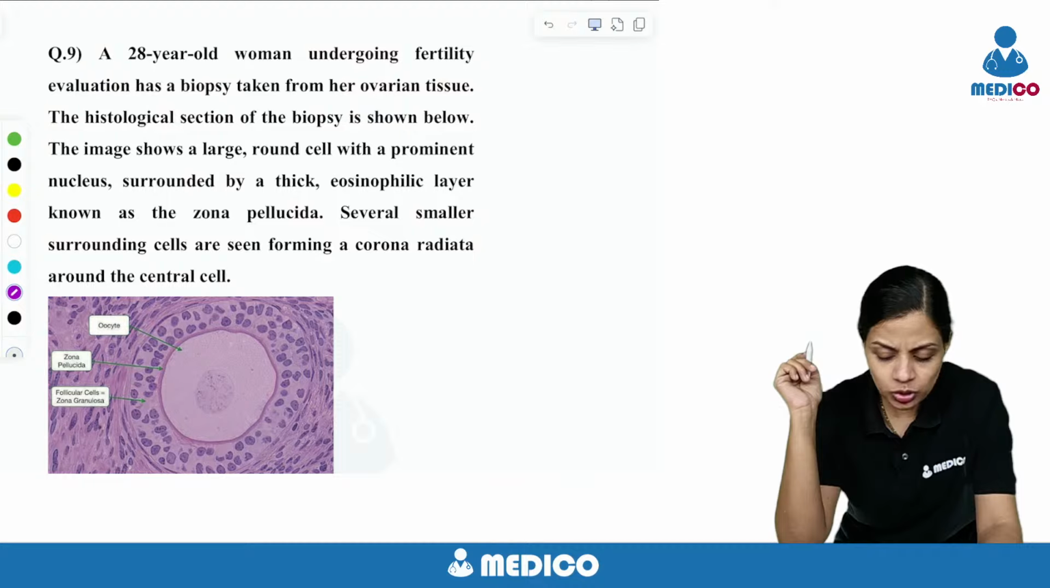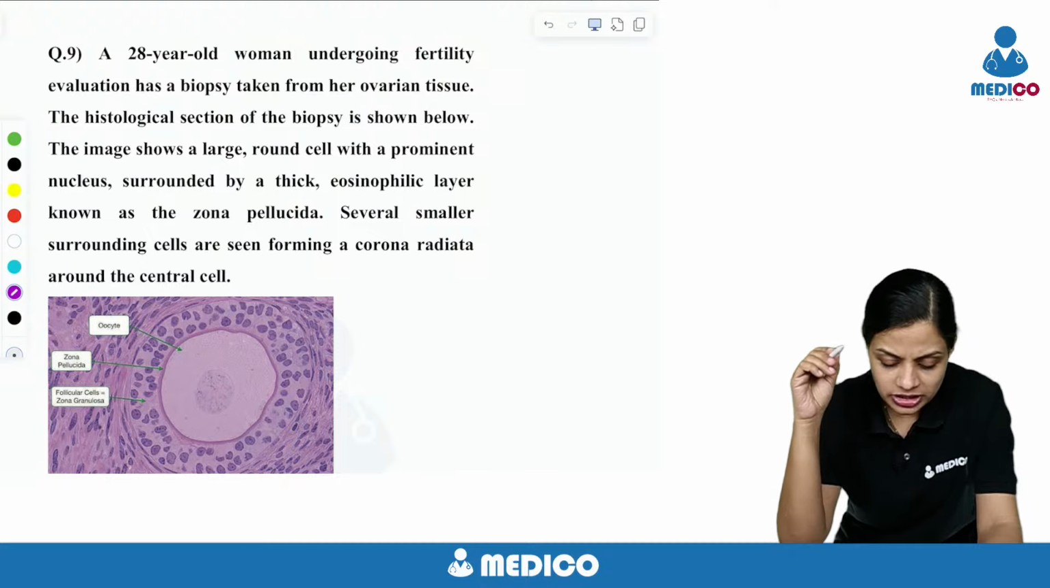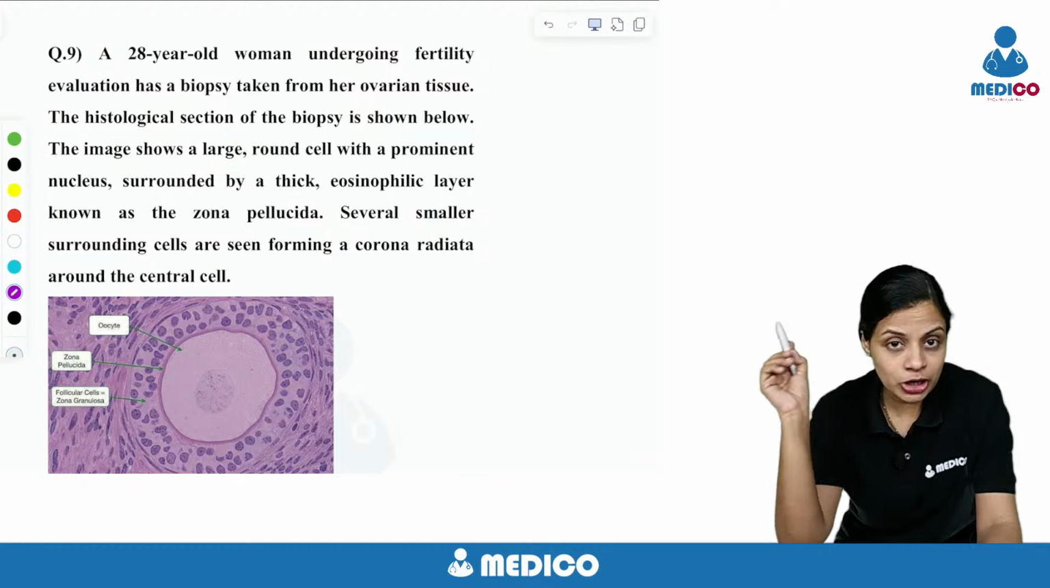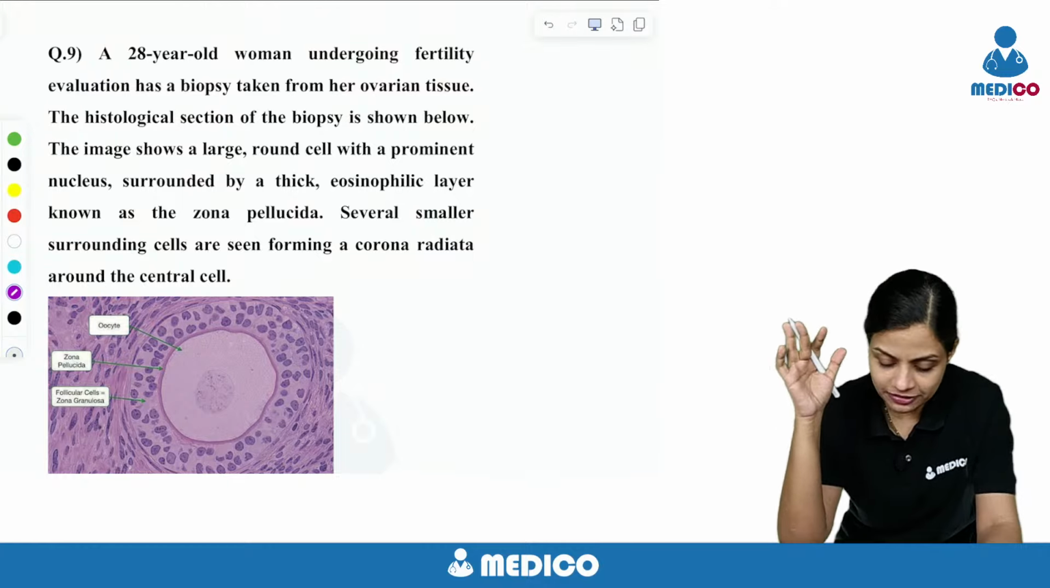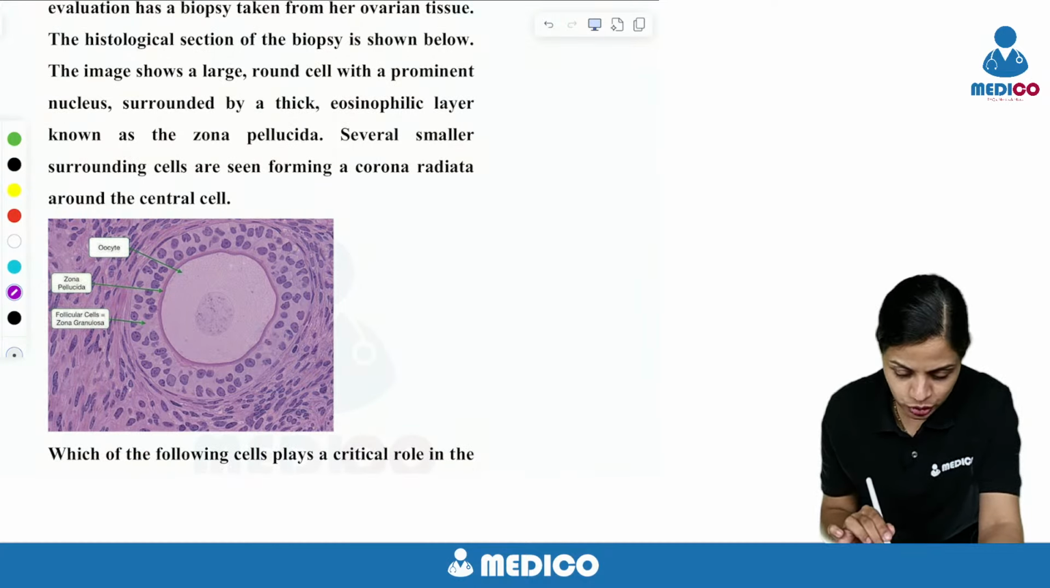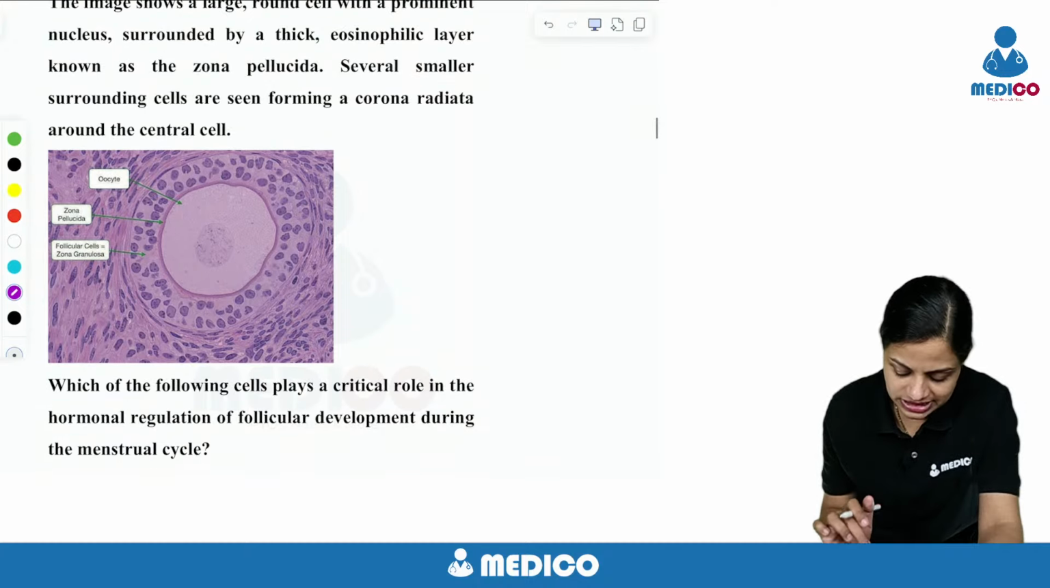A 28-year-old woman undergoing fertility evaluation has a biopsy taken from her ovarian tissue. The histological section of the biopsy is shown below. When did we say that fertility evaluation biopsy is done? On around day 21. Now the biopsy is given here. What does the image show? It shows a large round cell with a prominent nucleus surrounded by a thick eosinophilic layer known as a zona pellucida. Several smaller surrounding cells are seen forming a corona radiata around the central cell.